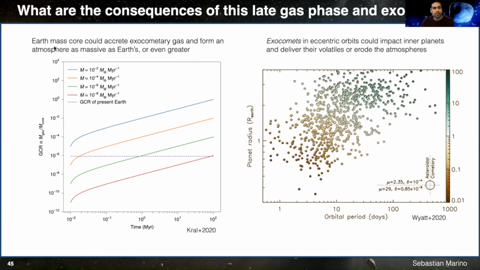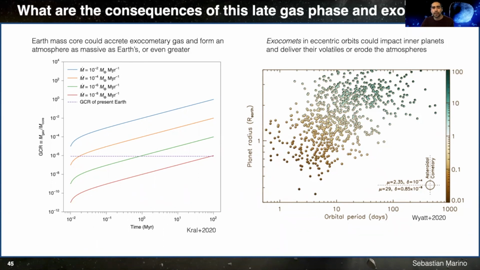So what Crowley et al. found is that an Earth mass core could actually accrete enough exocometary gas to form an atmosphere as massive as the Earth's one, or even greater. And this is important because a planet like the Earth might be born volatile poor, as we think Earth did. So the delivery of volatiles might be something that is necessary for the emergence of life.